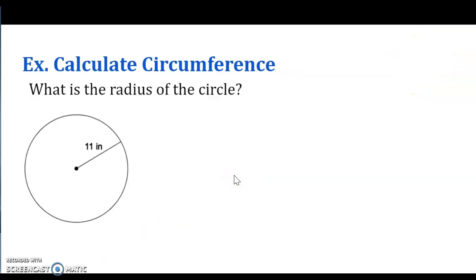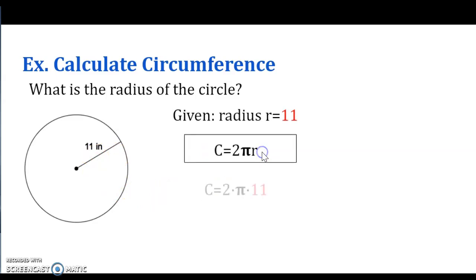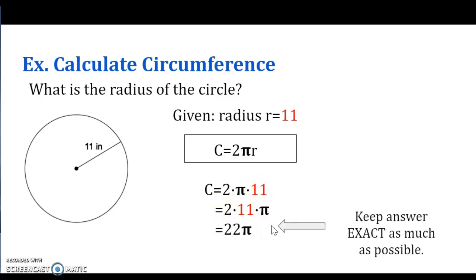Let's calculate circumference. To do that, we need to figure out what the radius is, which we are given, and the radius is 11. Then using the formula, your C is 2 times pi times r, which is 11. So we multiply 11 and 2, and you get 22 pi. We call this answer exact. Why? Because this is really saying 22 times pi, which is an irrational number. It's a number that goes on forever.